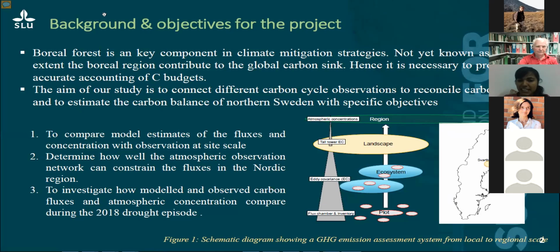So this is a schematic diagram showing a greenhouse gas emission assessment system from local to regional scale. And we have a similar eddy covariance system at Svartberget in the northern Sweden region. It is a part of ICOS, the Integrated Carbon Observation System, and they have a lot of stations spread across Europe. So one is at Svartberget in this northern Sweden region. We have measurements at different levels of this 150-meter tall tower, and I have used the eddy covariance system that is mounted at 70 meters, so that it has a larger footprint, almost 25 to 50 kilometers.